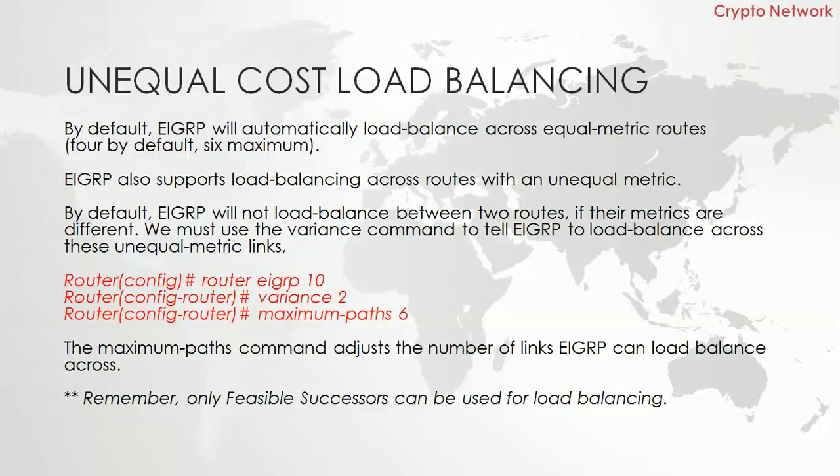So setting a variance value greater than 1 allows EIGRP to install multiple loop-free routes with unequal cost in the routing table. EIGRP will always install successors, the best routes, in its routing table, and the variance allows feasible successors to also be installed in the routing table. All right, the maximum paths is 6, by default 4.